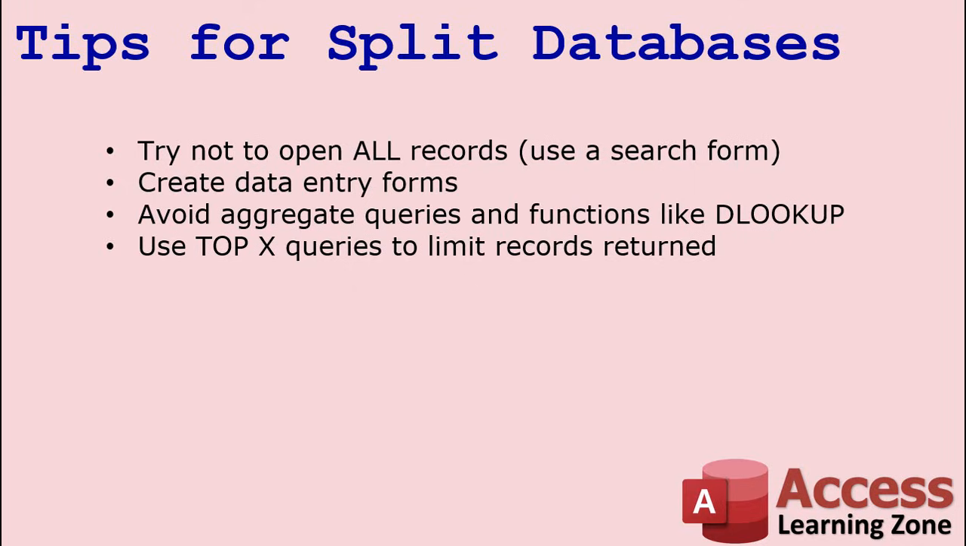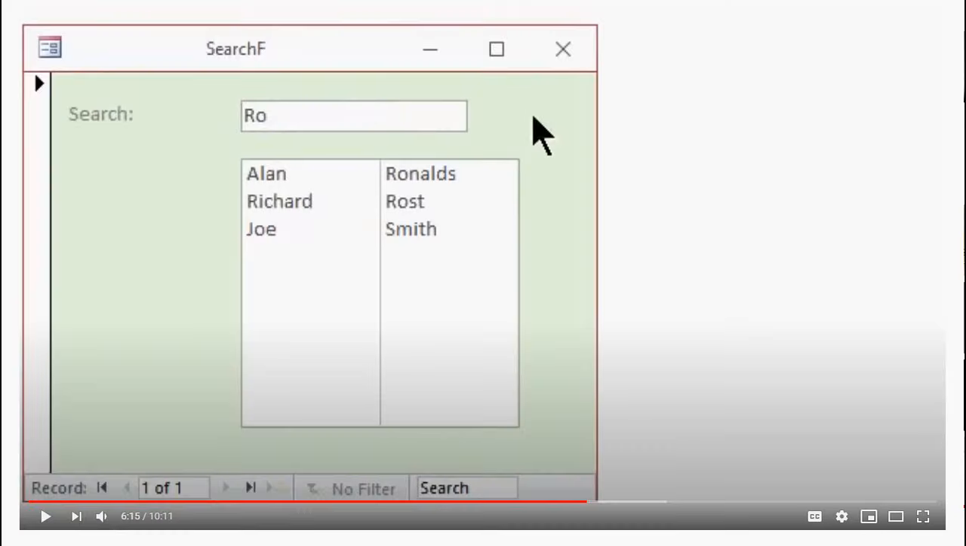Don't open your customer form and show all customers. Because if you've got 200,000 customers in there and the user goes to the last record, that can take a while. A lot of data has to come across the wire. So try to use search forms. I've got a video on my website and on YouTube on how to make a search form. Even something simple like this can really improve performance.